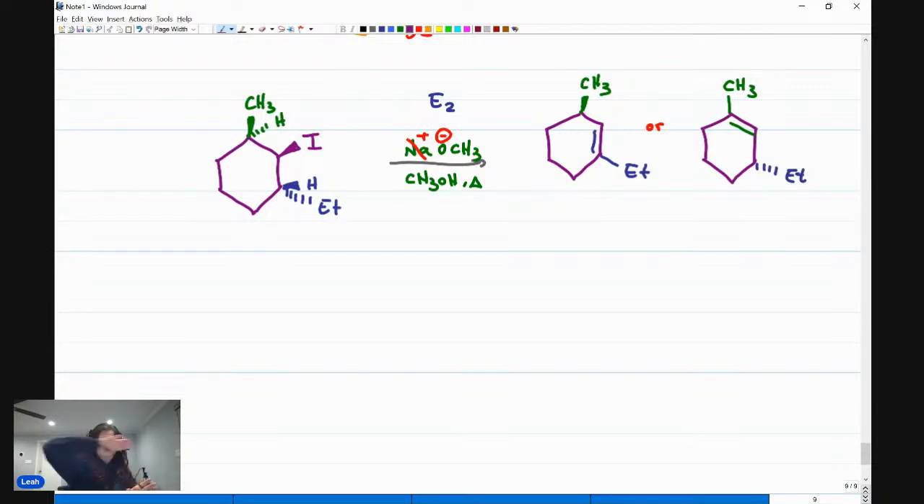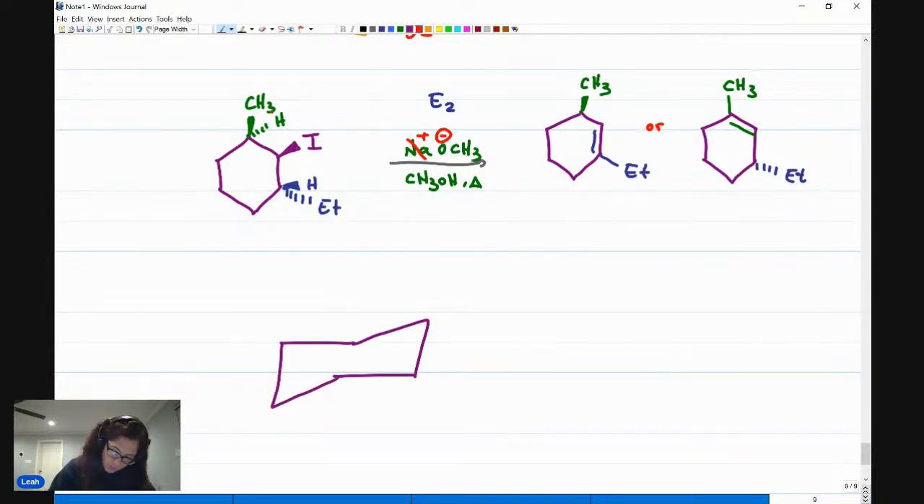Remember I showed you that the atoms have to perfectly be lined up so I could do a domino effect, knocking off the hydrogen and the leaving group? If I draw this on a chair, and I have my iodine, we'll call this carbon 1, 2, 3. We'll make this 1, 2, and 3.